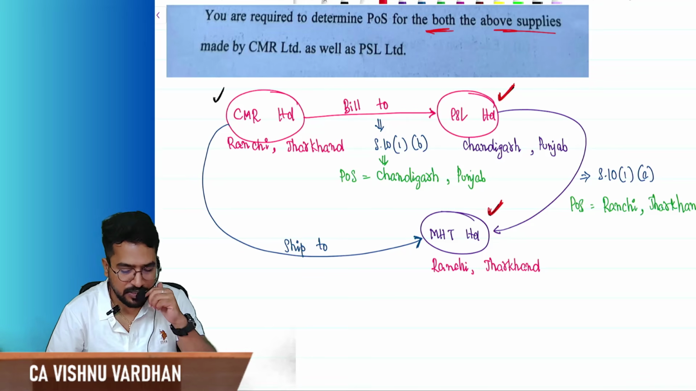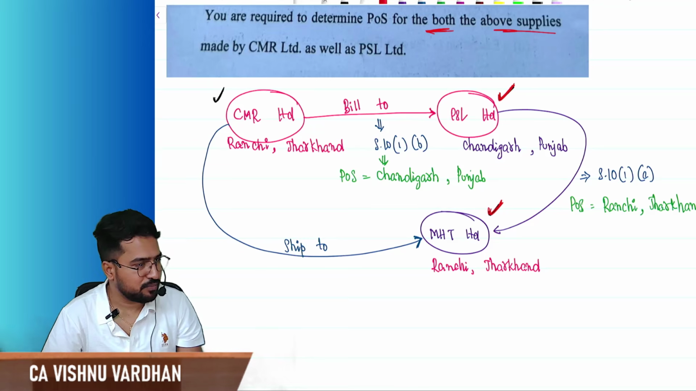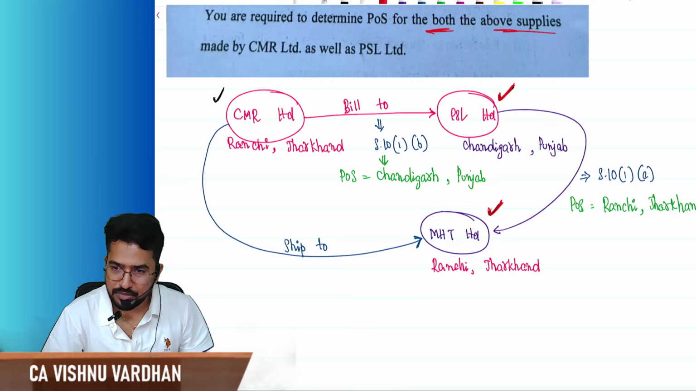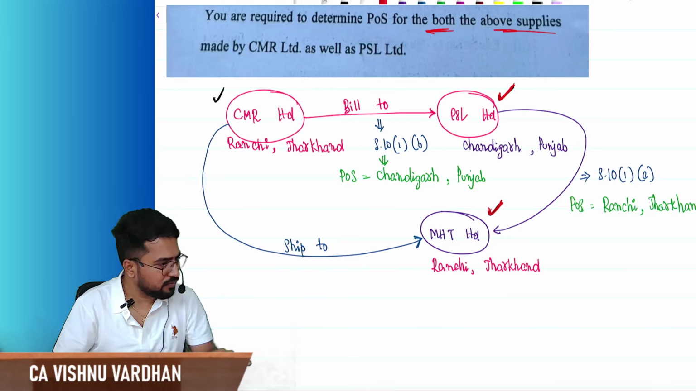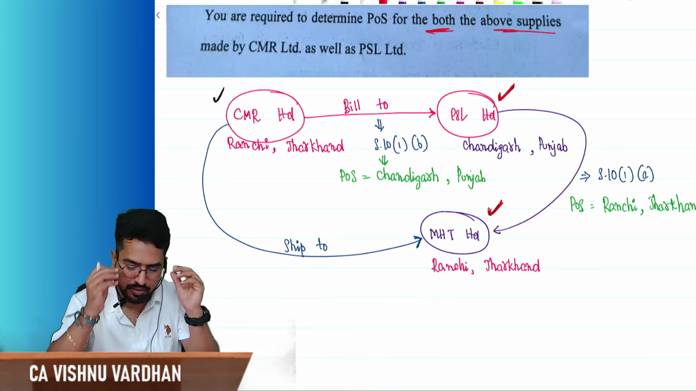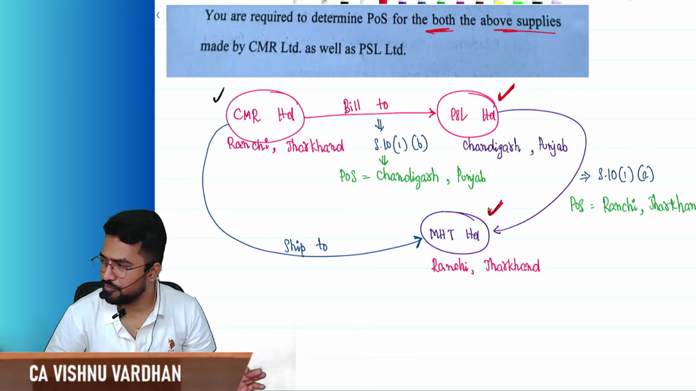So what is the place of supply? The place of business of PSL. Correct? So Chandigarh, Punjab. PSL will bill to MST, also shipping to MST only. So what is the place of supply? Where the goods are delivered. Okay. So that is Ranchi, Jharkhand. Am I clear? Online fellows, understood?